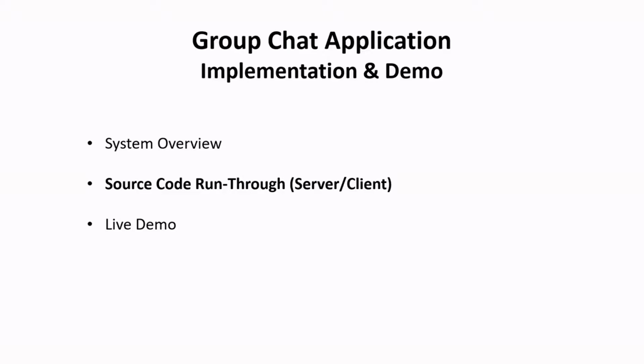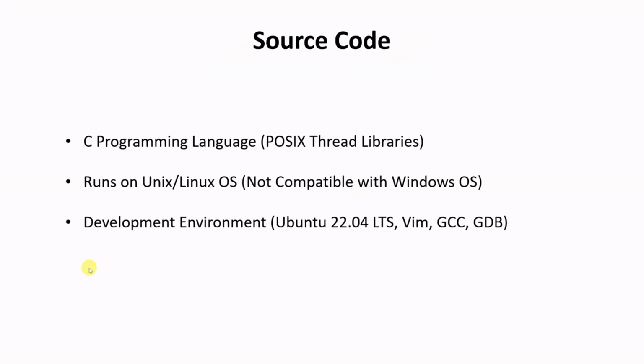Now, let's take a look at the code. Before we move on, I want to make a quick note about the source code. I've chosen C programming language not only because I felt comfortable with it, but also because I wanted to get my hands on the POSIX thread or pthread libraries.